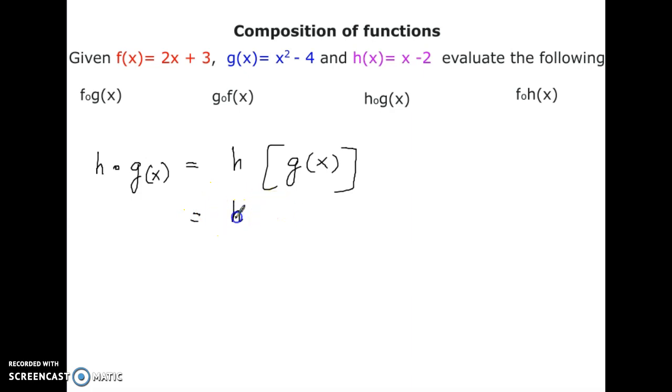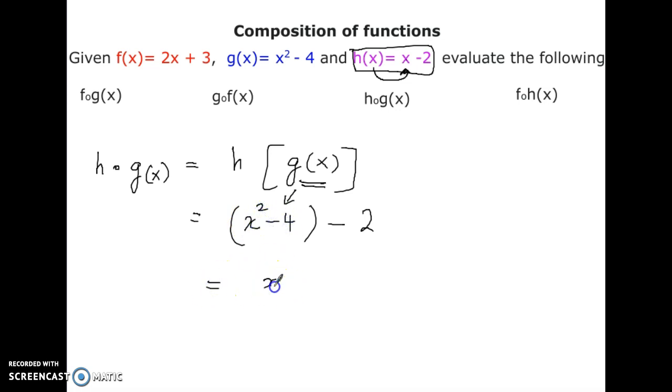So in the rule for h, I'm going to replace the x with g of x. So I'm looking at h. This is my h rule here. H says if I have x, what should I do with it? I have to do x minus 2. So instead of x, I have g of x now. Now g of x is x square minus 4. So I'm going to do x square minus 4, and minus 2 is minus 6, and that's my answer.